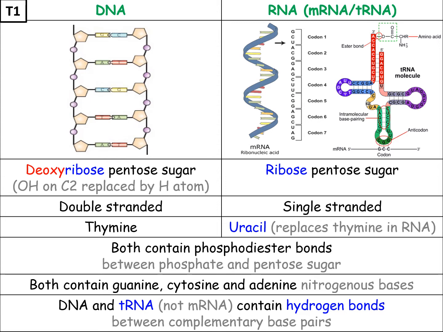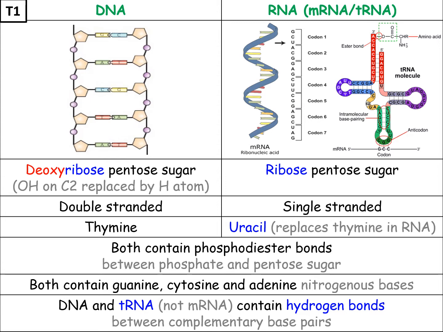DNA is double-stranded, whereas RNA is single-stranded, and DNA contains thymine nitrogenous bases, whereas in RNA, the thymine is replaced by uracil. In terms of similarities, both DNA and RNA contain phosphodiester bonds between the phosphate of one nucleotide and the pentose sugar of the adjacent nucleotide. Both contain guanine, cytosine, and adenine nitrogenous bases. So as we mentioned earlier, the difference is between thymine and uracil.